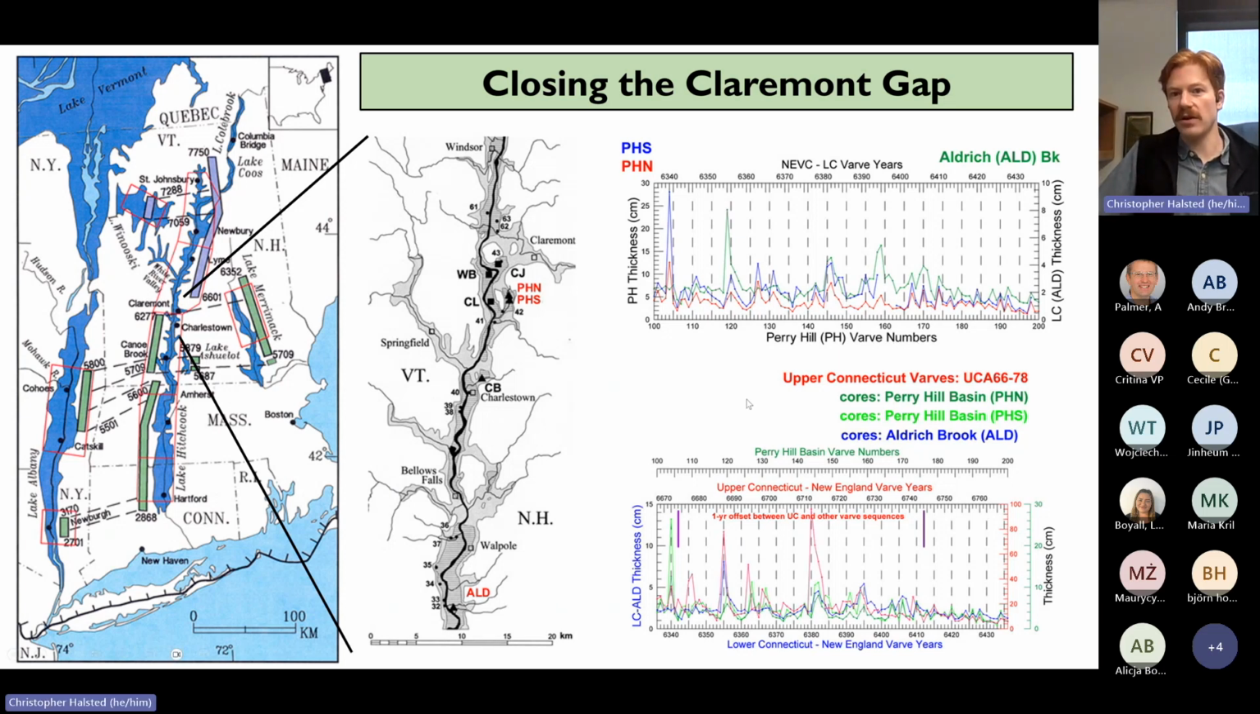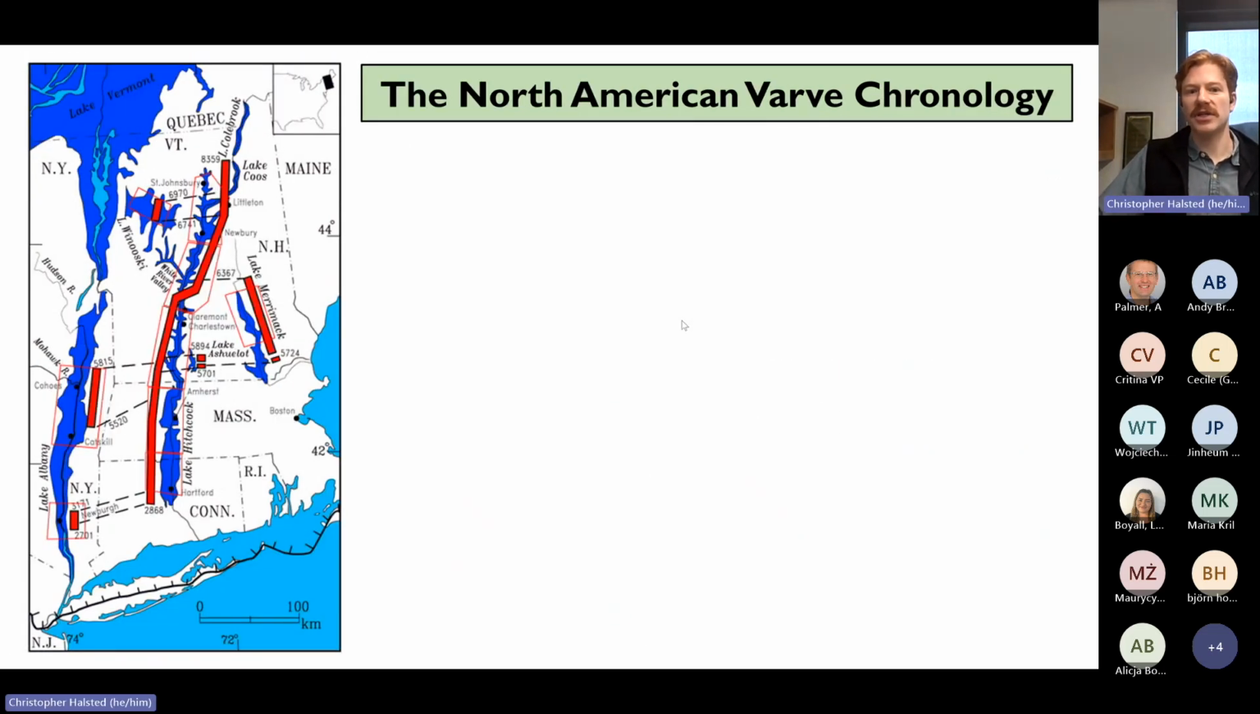So at that point, by closing the Claremont Gap, Jack Ridge decided it was time for a new name. Whereas previously, Ernst Antevs's Varve chronology had been called the New England Varve chronology, Jack realized, hey, we've got all these sections over here in New York, a region or a state that's not typically associated with the region of New England. And so we're going to call this the North American Varve chronology.